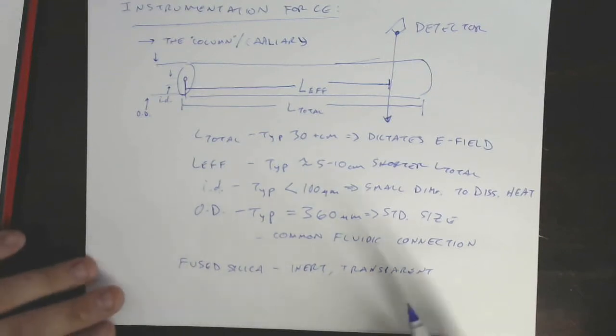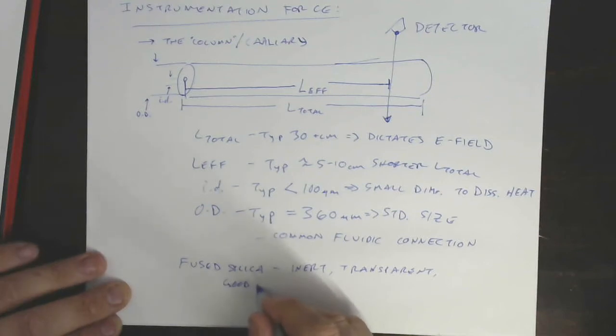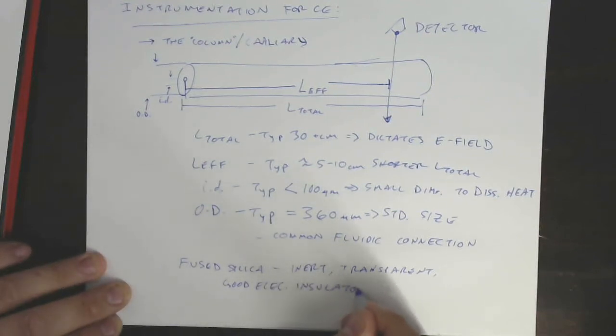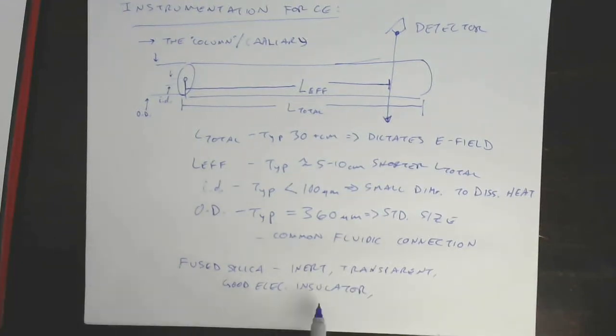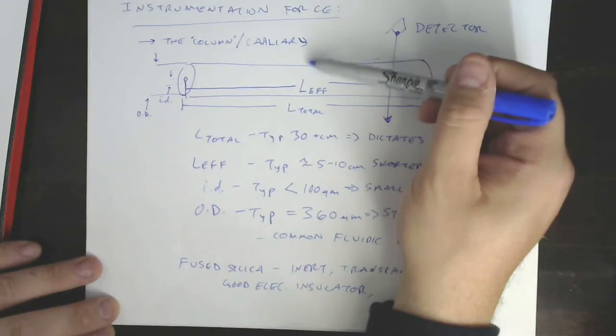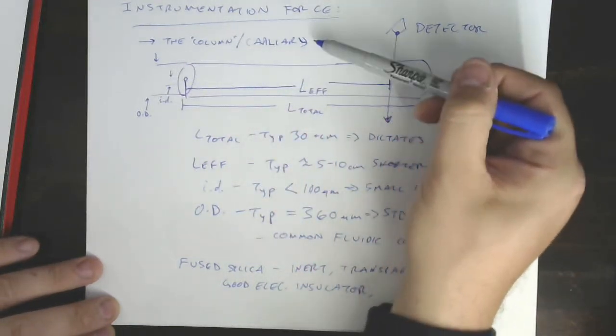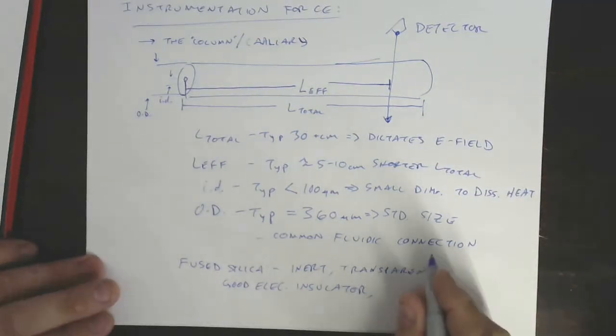What else? It's a good electrical insulator. Right, fused silica is a good electrical insulator. And that's good because if you're applying thousands of volts here and you touch the side of the capillary, you don't want the electric field that's inside this tube to jump out and shock you, right? So it's a good electrical insulator.